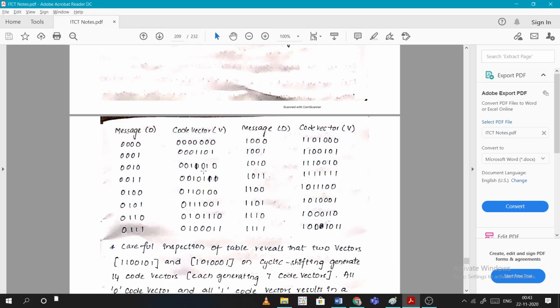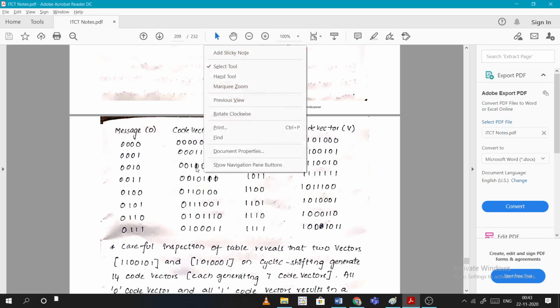But how do you say whether it is cyclic or not? We need to rotate and check, right? So let us take this one.